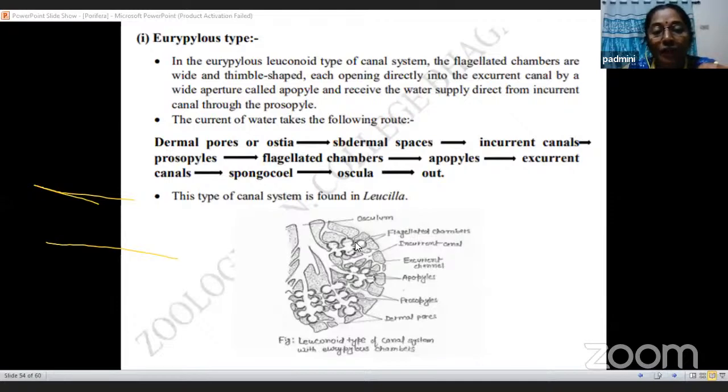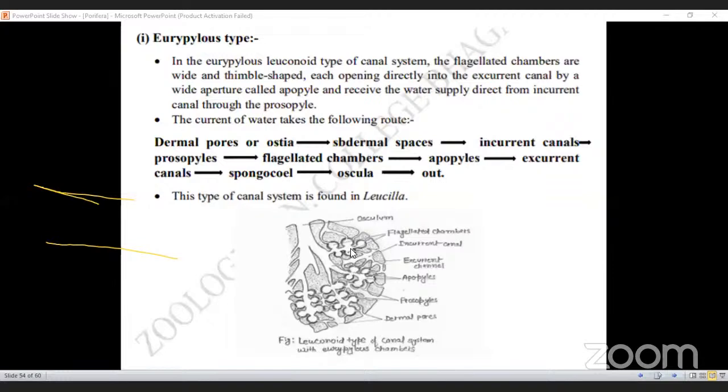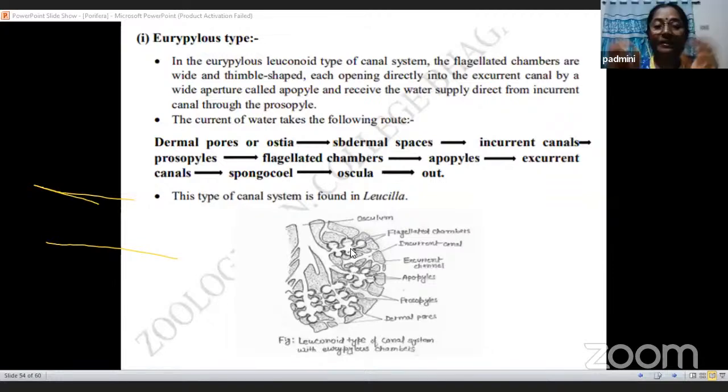All these round chambers are small openings, like open ostia. They are not separate. They are open. So this shape resembles that of a thimble. So that is why it's called thimble-shaped openings.